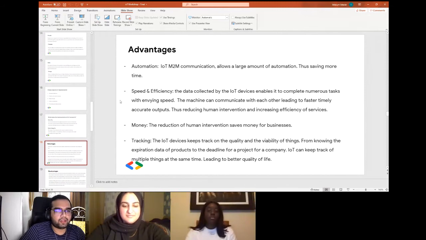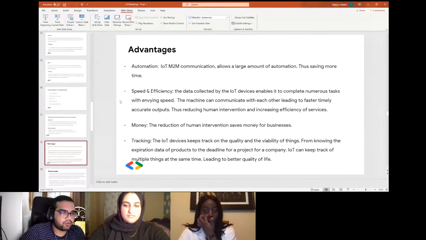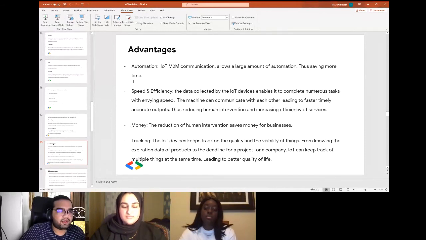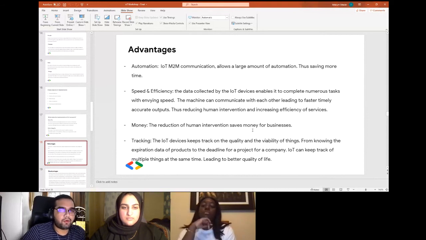There's also the speed and efficiency of different tasks, because IoT devices enable you to complete numerous tasks at very quick speed. The machine-to-machine communication leads to faster and more accurate output, thus increasing efficiency and speed. Money, obviously: with the speed, efficiency and automation, this reduces human intervention, thus saving more money for businesses.